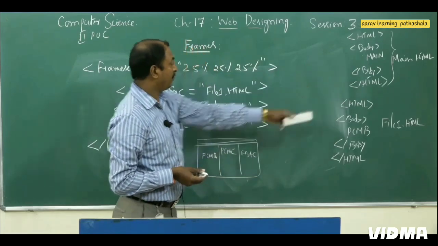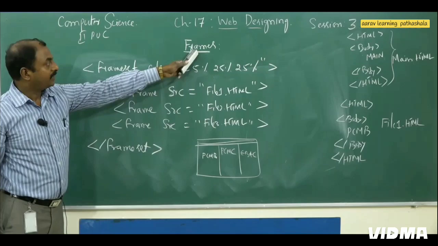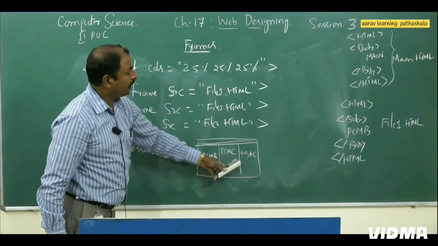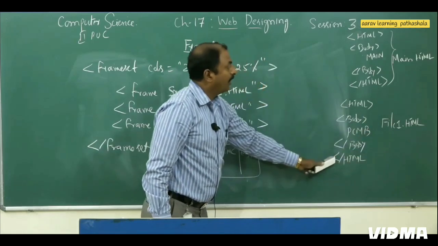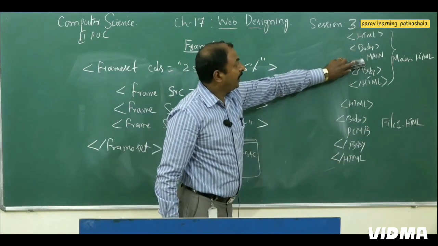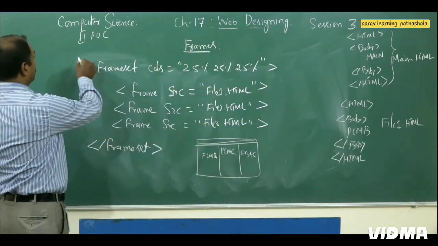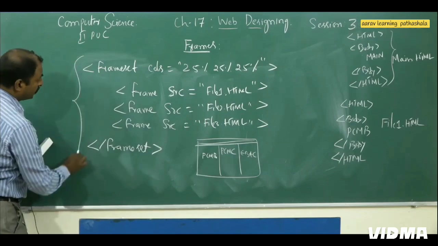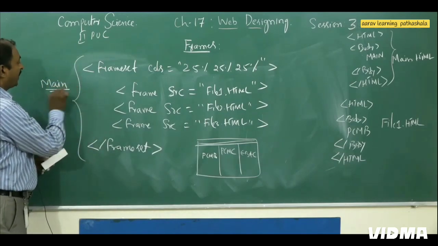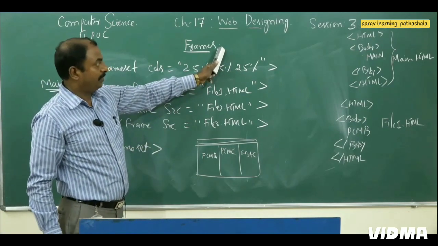So in this main program, when you work with the frame tags, suppose in this example there are three columns, three individual files like this. Apart from this, one main program, one main HTML. And inside the main HTML, we are writing this code here. So these codes we are writing in the main program. So this is how your frame works in HTML.